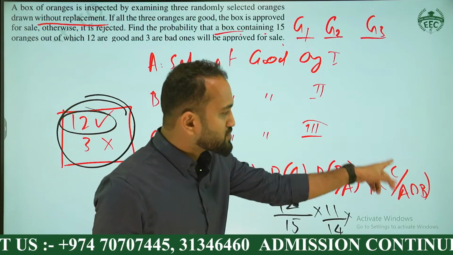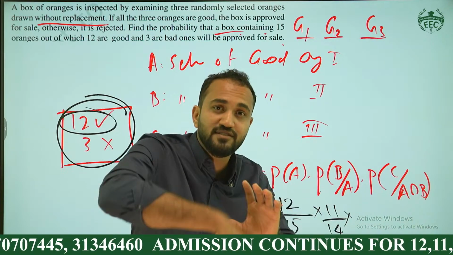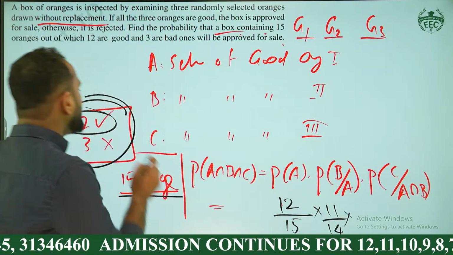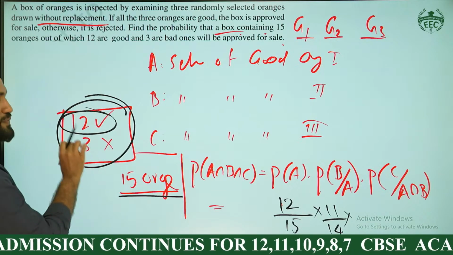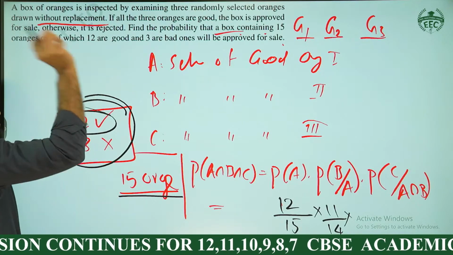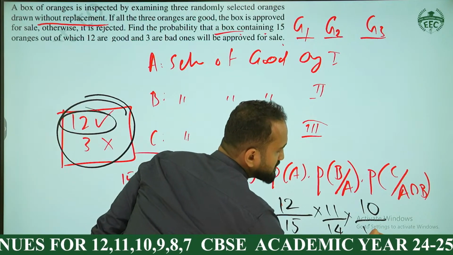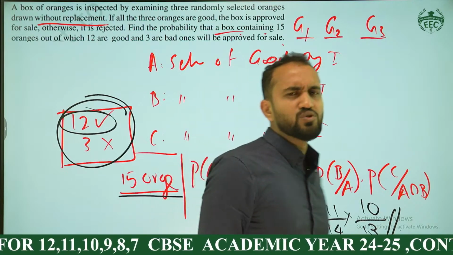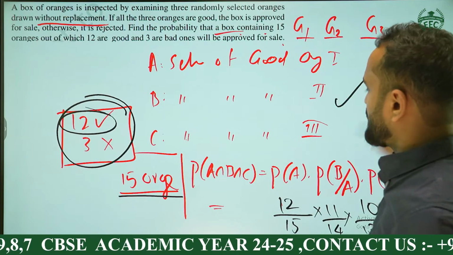Okay. Now, similarly, what is the next case? What is the probability of selection of third good orange, provided that the first and second good oranges are taken away? So, people, how many oranges will be left here? If you throw 2 of them out, there will be 13, of which 2 of them are good ones removed. So, how many good oranges are left? 10. Therefore, the answer will be 10 by 13. Clear?